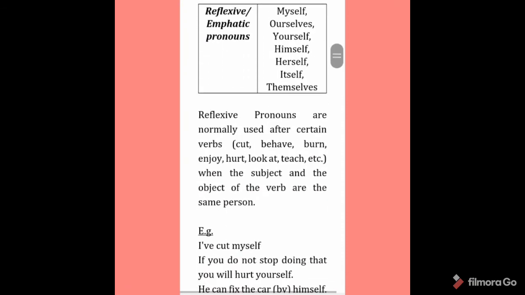Now, reflexive is also known as emphatic pronoun. What are reflexive or emphatic pronouns? Myself, ourselves, yourself, himself, herself, itself, themselves. Reflexive pronouns are normally used after certain verbs, for example, cut, behave, burn, enjoy, hurt, look at, teach, etc., when the subject and the object of the verb are the same person.